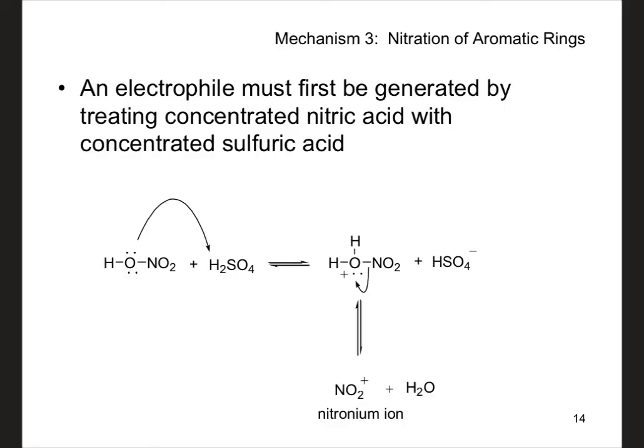And that's what I'm showing here as well. In terms of mechanism, notice how nitric acid reacted with sulfuric acid, how that generates the formation of that oxonium, or protonated HNO3, and that generates the nitronium ion species, and water gets generated as well. And now this NO2+ is ready to rock and roll with your benzene ring.